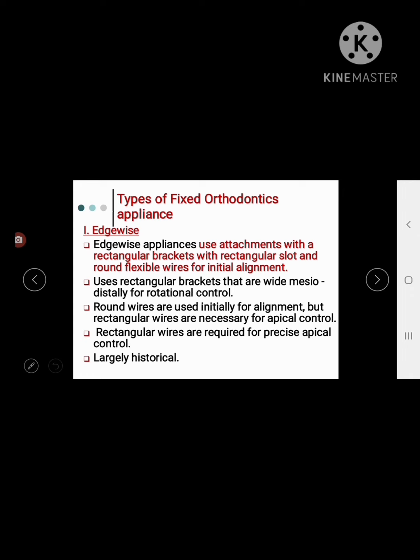Types of fixed orthodontic appliance. The first one is edgewise. The edgewise appliance uses attachments with rectangular brackets with a rectangular slot, and round flexible wires for initial alignment.